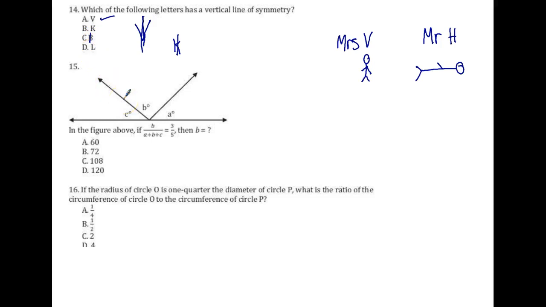So again, vertical lines is Mrs. V, who's always on her feet. Horizontal lines, Mr. H, who's always sleeping.